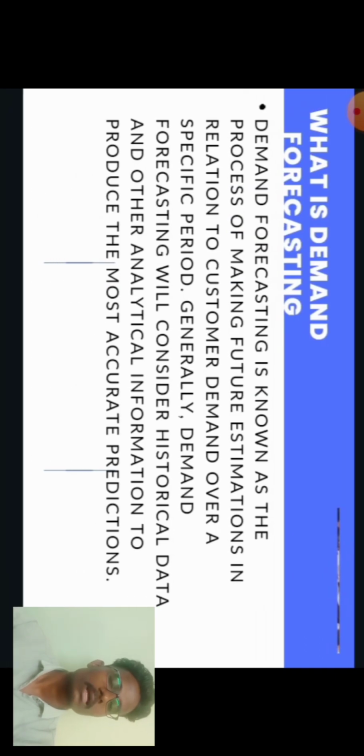Demand forecasting means the prediction of the future demand. General demand forecasting will consider the historical data and other analytic information to produce the most accurate prediction.